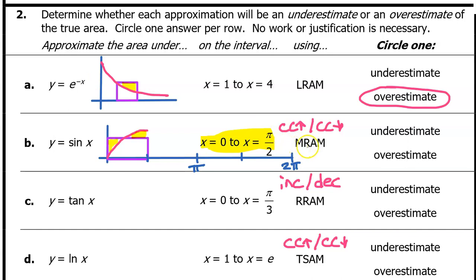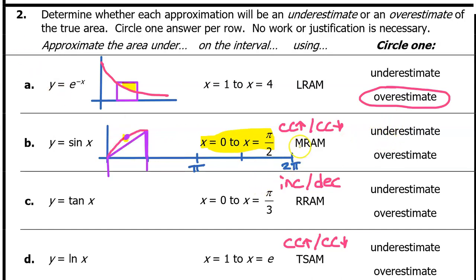MRAM is midpoint rectangle approximation. So I've drawn a rectangle so that the midpoint is touching the function. It's hard to tell from this picture whether it's an underestimate or an overestimate because the rectangle includes a little bit that is above the curve, but it's also missing some that is below the curve.